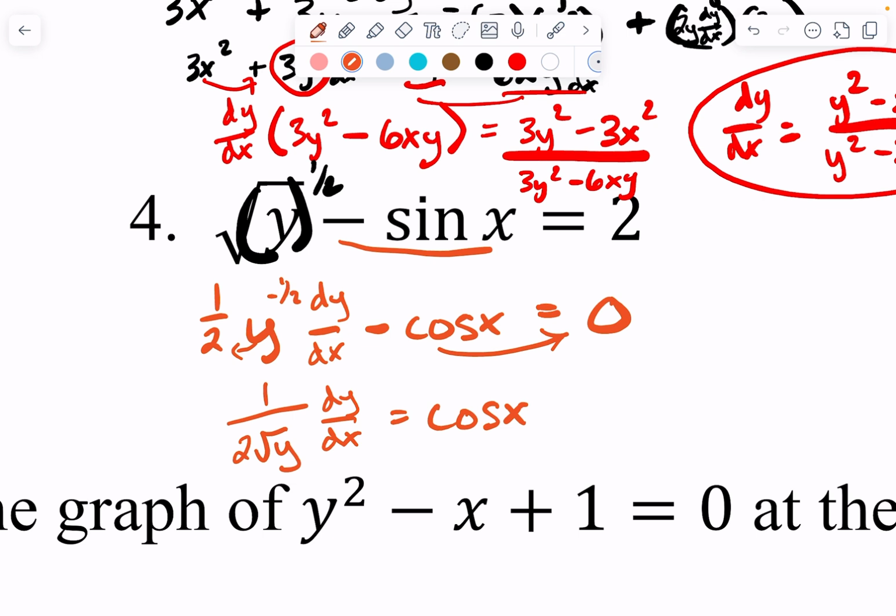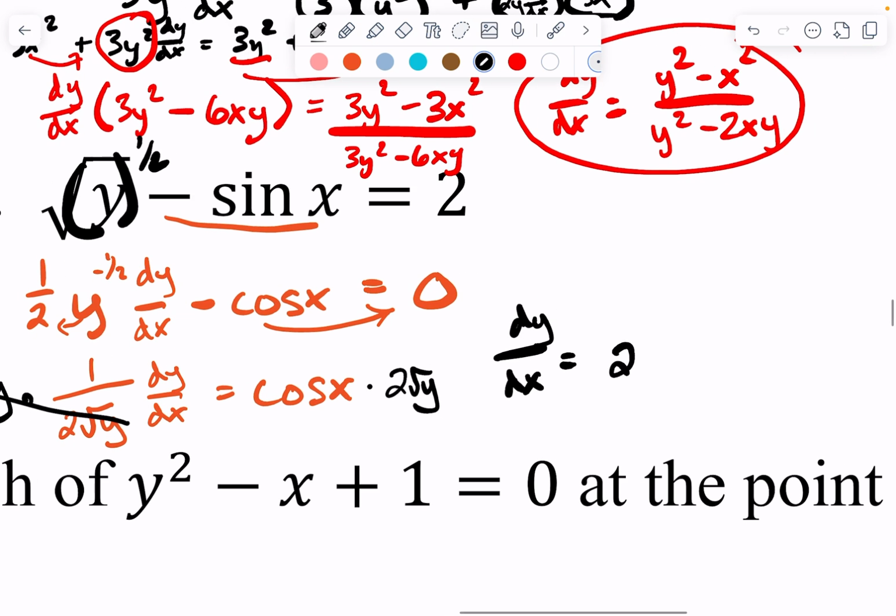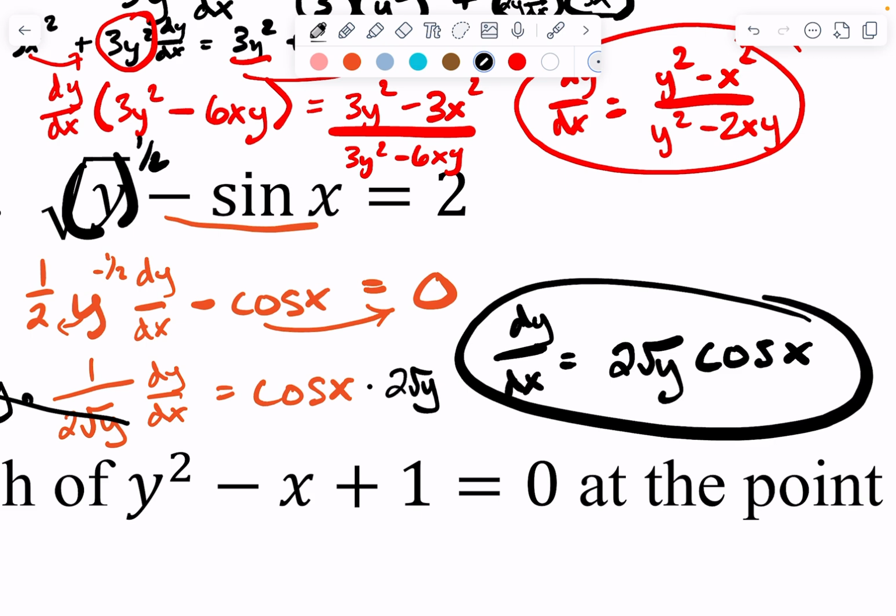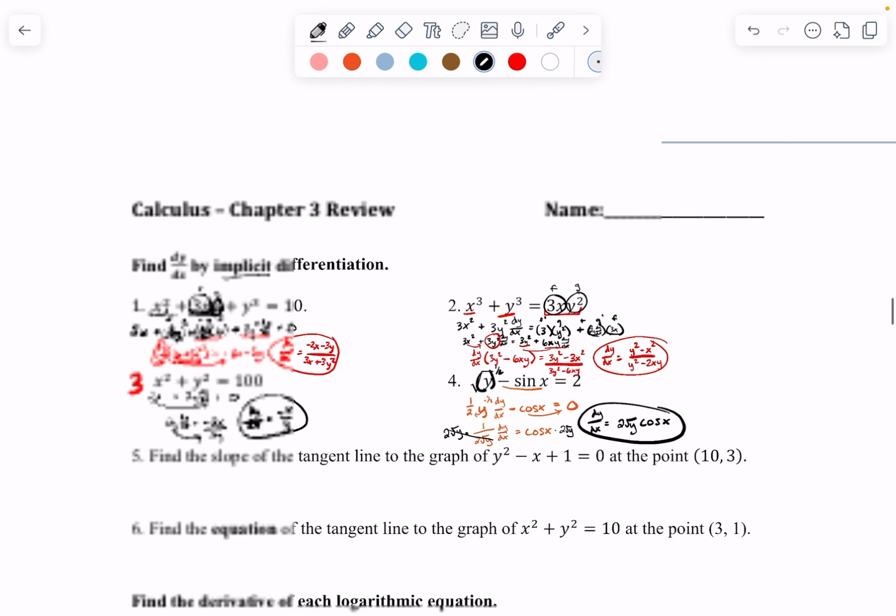Last thing, I want to get dy dx by itself, so I'm going to multiply by 2 square roots of y. That's going to make it go away. So times 2 square roots of y. You don't have to, but I'm going to put the 2 square roots of y in the front so it doesn't look like it's underneath the cosine. Cosine x. There we go. That's what it looks like. You might have written it differently and been okay. That's fine.